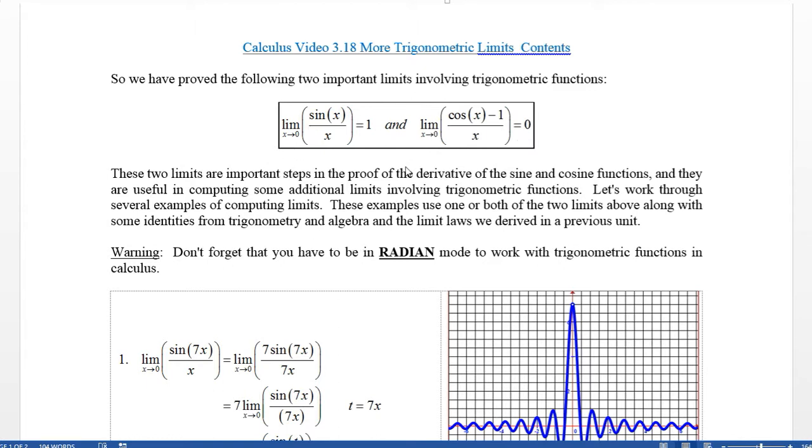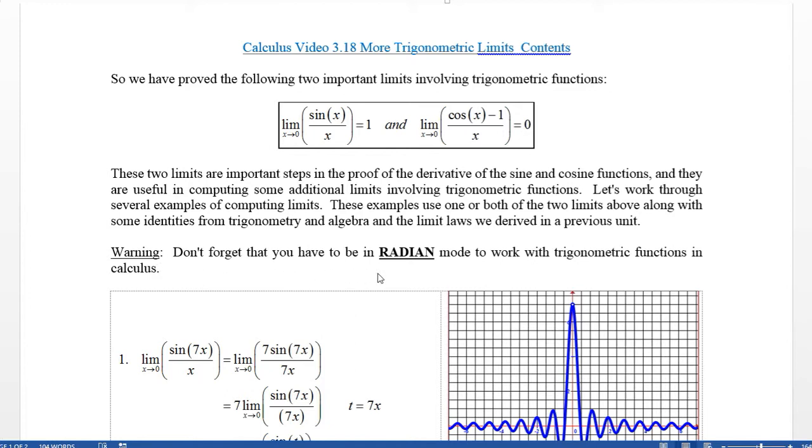Now these two limits are very important in the steps in the proof of the derivative of both the sine and the cosine function. And so we're going to be getting to that a little bit later in our next video. But in this video, I thought we would just take a look at how we can use these two particular limits to help us find some other limits.